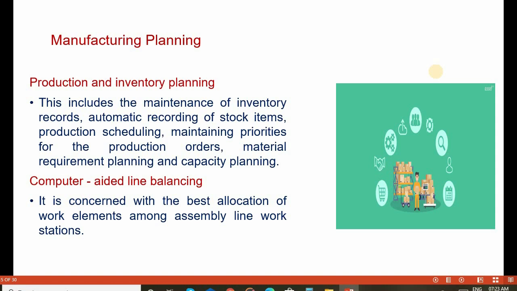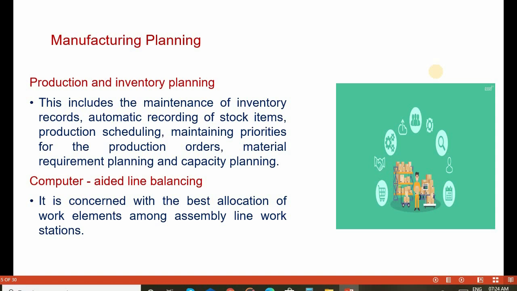Another activity is production and inventory planning. This includes the maintenance of inventory records, automatic recording of stock items, production scheduling, maintaining priorities for production orders, material requirement planning, and capacity planning. These activities are maintained in the systems.